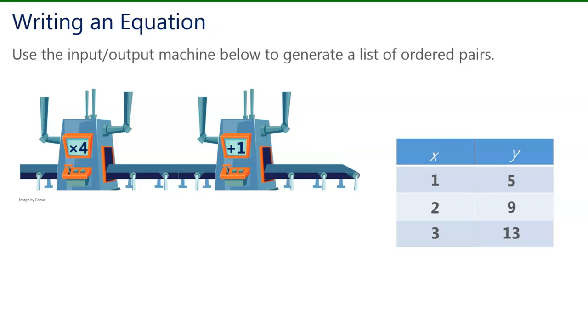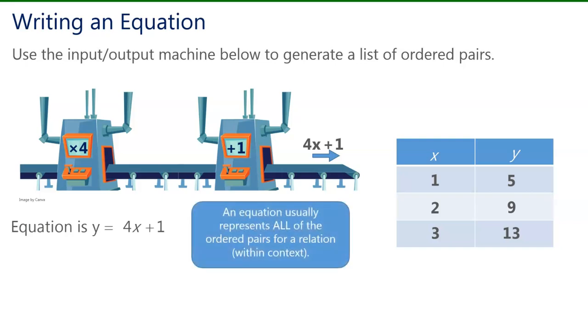So let's try to generalize. Let's try to write an equation. Let's run through an X. We run an X to the first part of the machine, it gets quadrupled. We get 4X. And then we add 1 to the 4X to get 4X plus 1. The equation is therefore Y equals 4X plus 1. An equation usually represents all of the ordered pairs for a relation within context.